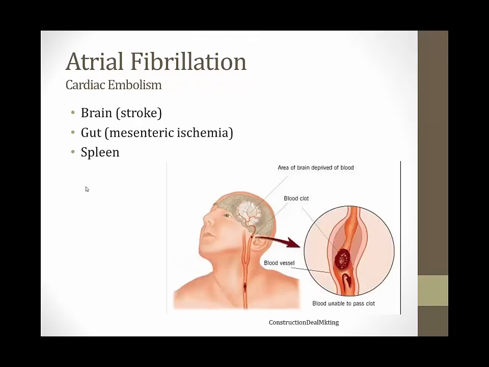So atrial fibrillation is a common cause of thrombus forming in the heart and causing a cardiac embolism. If a piece of the thrombus travels to the brain, it will cause a stroke. If a piece of the embolus travels to the gut, it can cause mesenteric ischemia.